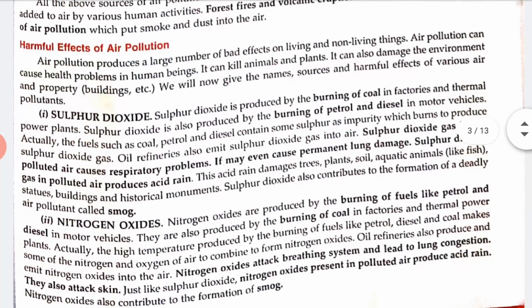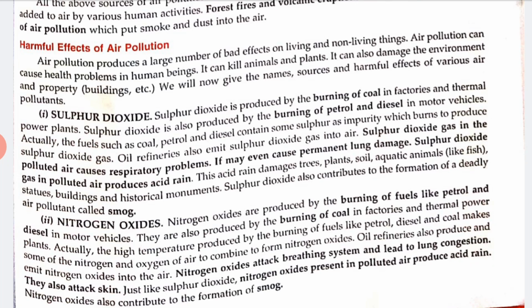Now let's talk about the harmful effects of air pollution. Air pollution produces a large number of bad effects on living and non-living things. It can cause health problems in human beings. It can kill animals as well as plants. It can also damage the environment and property like buildings, etc. Now we will give the names, sources and harmful effects of various air pollutants.